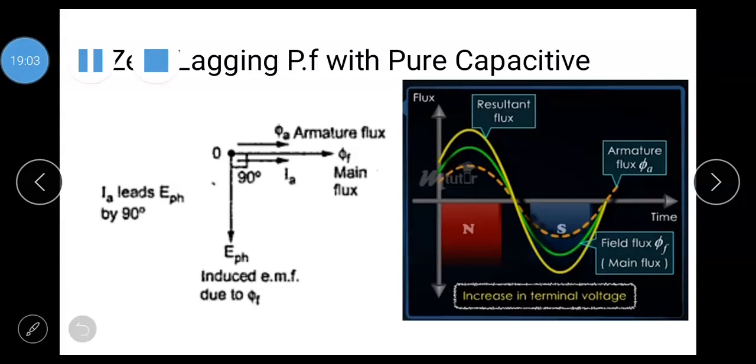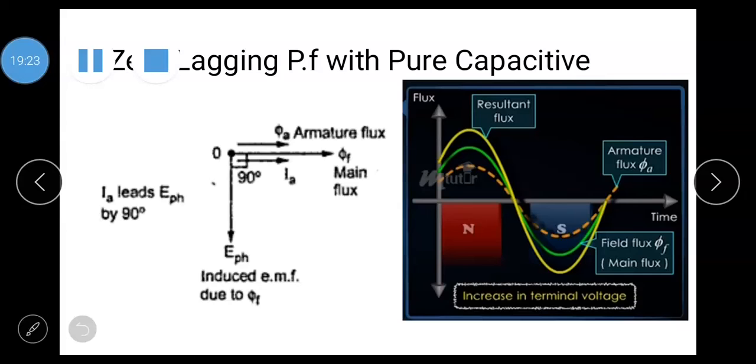Now consider zero leading power factor with a pure capacitive load. So that is nothing but a leading power factor. Okay, so here it mistakenly mentioned lagging, it's a leading power factor. Now you see the flux direction. The main flux direction is as shown, in the same direction.